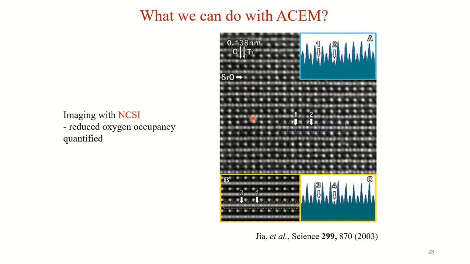So here this is strontium titanate at 110 projection. And generally, if you record an annular dark field image of strontium titanate, you won't be able to observe these low Z elements or low Z atoms like oxygen. But in NCSI, here you can clearly see the oxygen atoms are visible. It was the first time the oxygen atoms were imaged by using the NCSI technique.